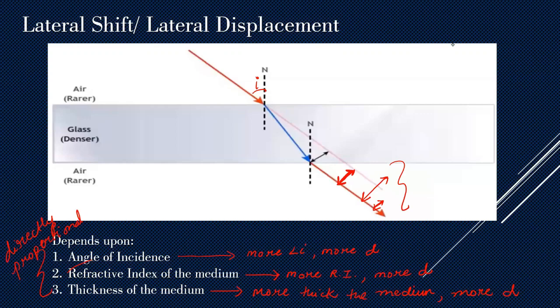So these are the three factors on which your lateral displacement depends. All the three factors are directly proportional. So more angle of incidence, more lateral shift; more refractive index of the medium, more lateral shift; more the thickness of the medium, more will be the lateral shift. Okay.